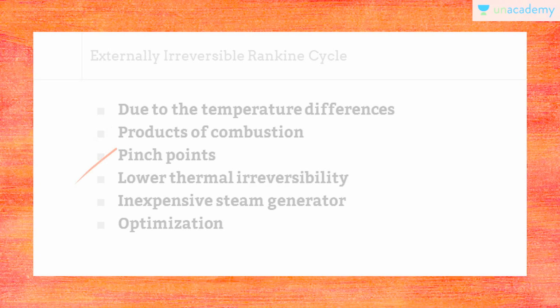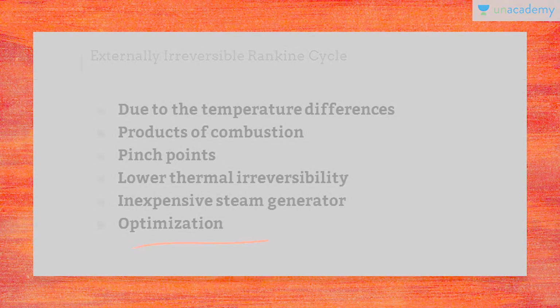Too small a pinch point temperature difference causes lower thermal external irreversibility but an increase in surface area, resulting in a large expensive steam generator, whereas a large pinch point temperature difference results in a small, inexpensive steam generator but with a reduced plant efficiency due to large thermal irreversibility. The most economical pinch point temperature difference is obtained by optimization, which takes into account the fixed charges, based on the capital cost, and the operating costs, based on efficiency and hence fuel costs.